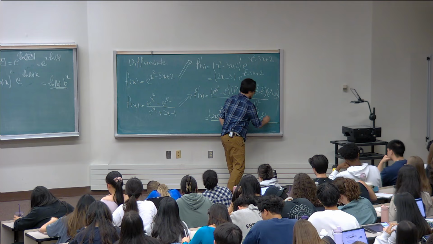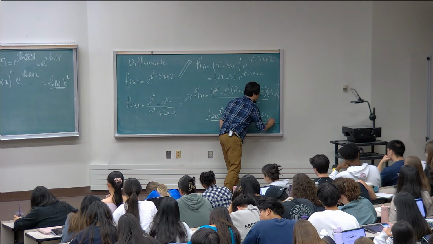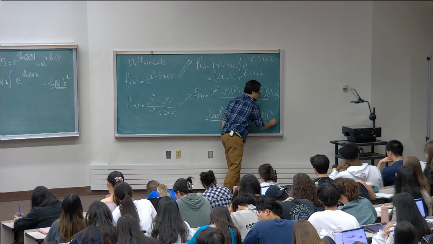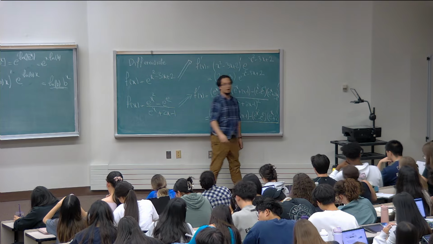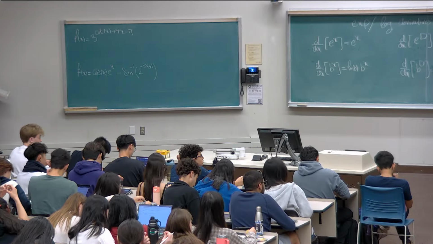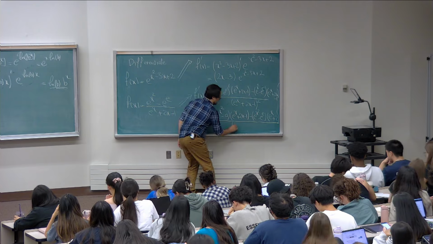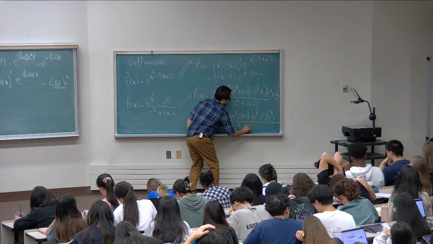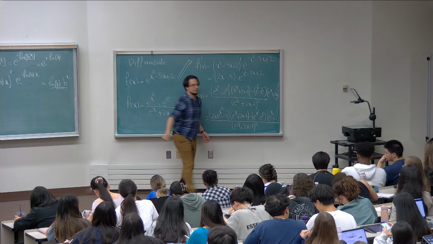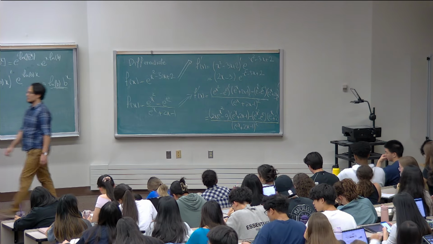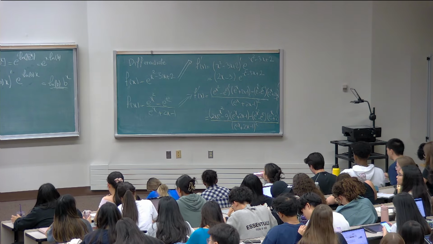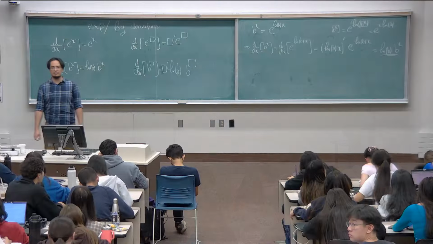And well, here I get derivative of e to the power x is e to the power x. Derivative of 2x is 2. Derivative of negative 1 is 0. And then I get e to the power x, 2x minus 1 squared. That's right. Any questions, any comments there?